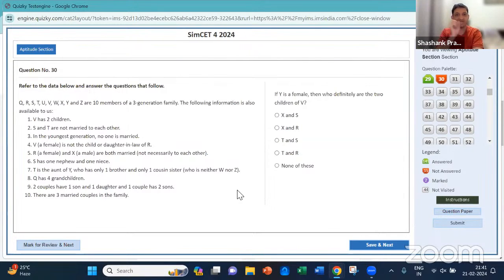R and S and X and T. So RS, XT. RS, XT. So all of them are different. ठीक है.